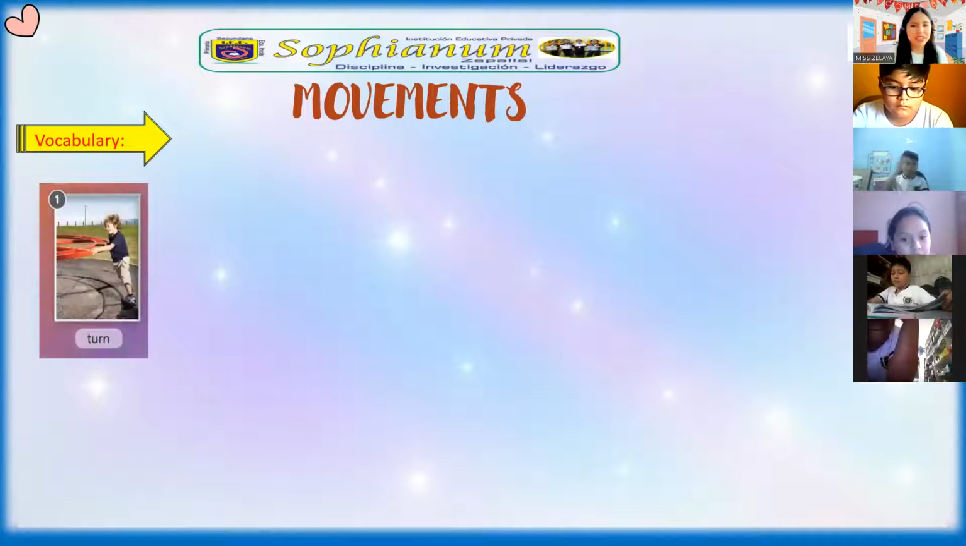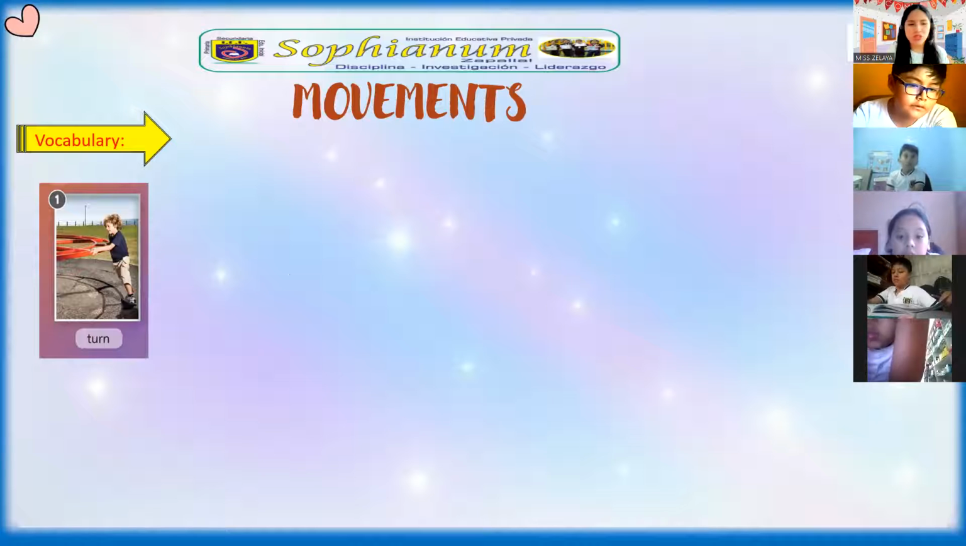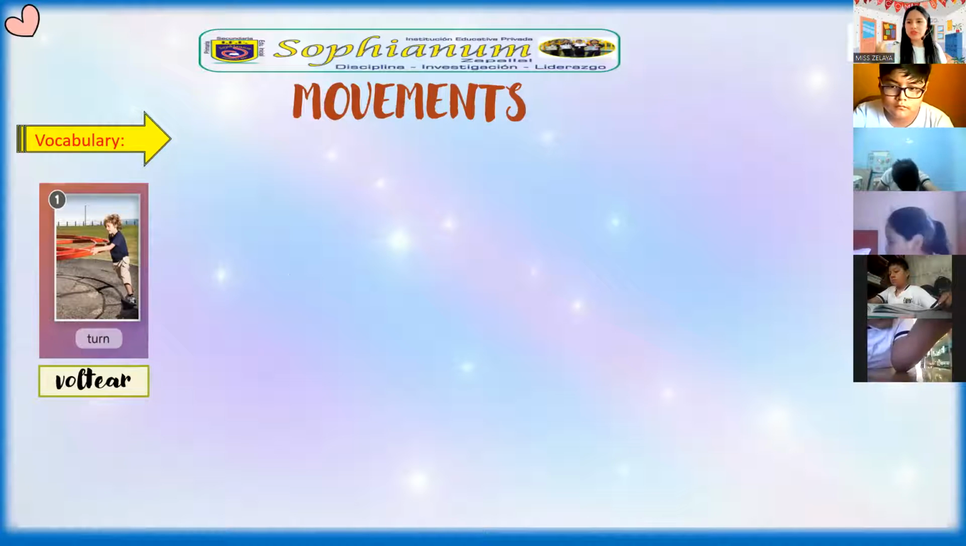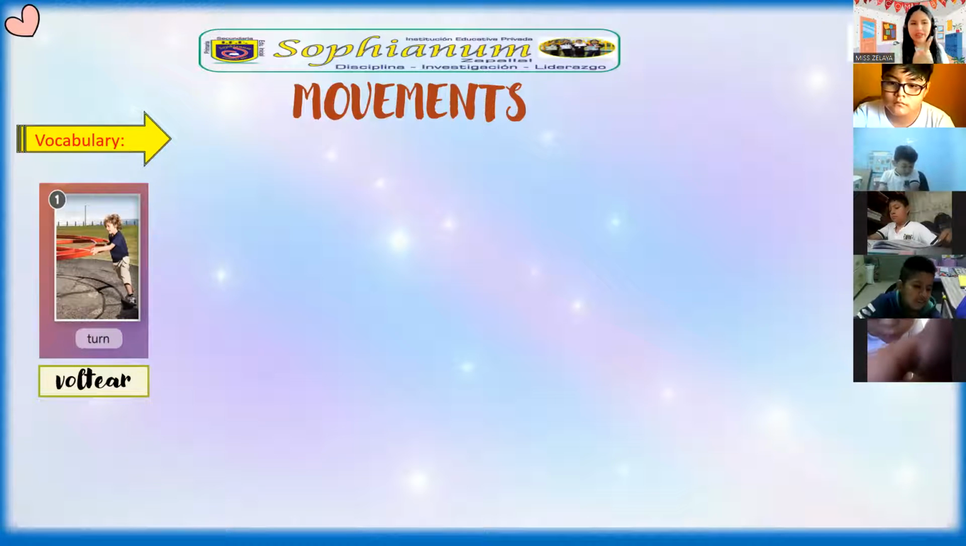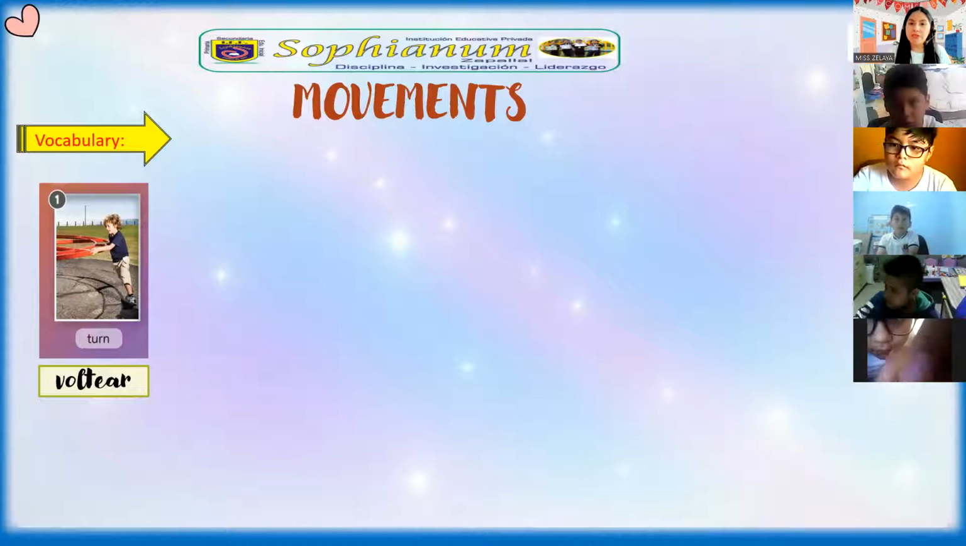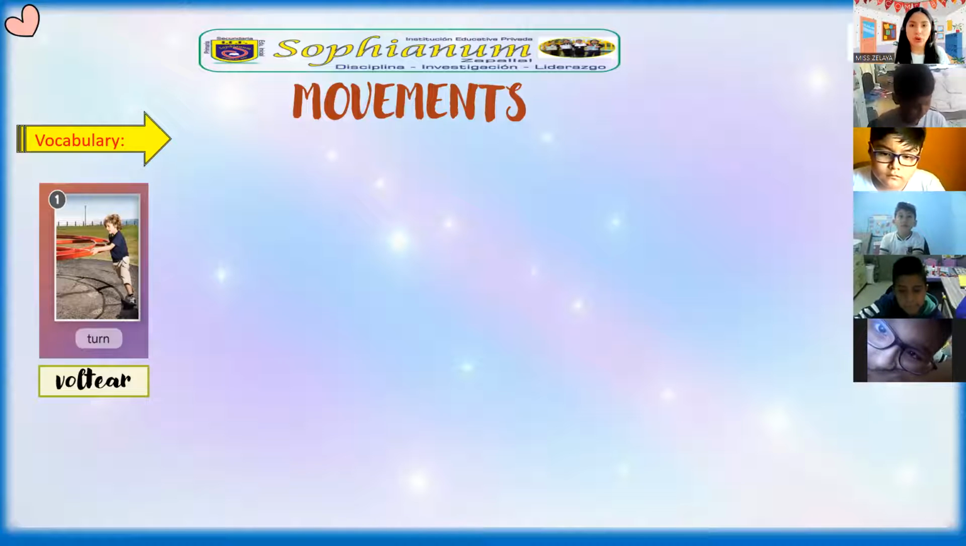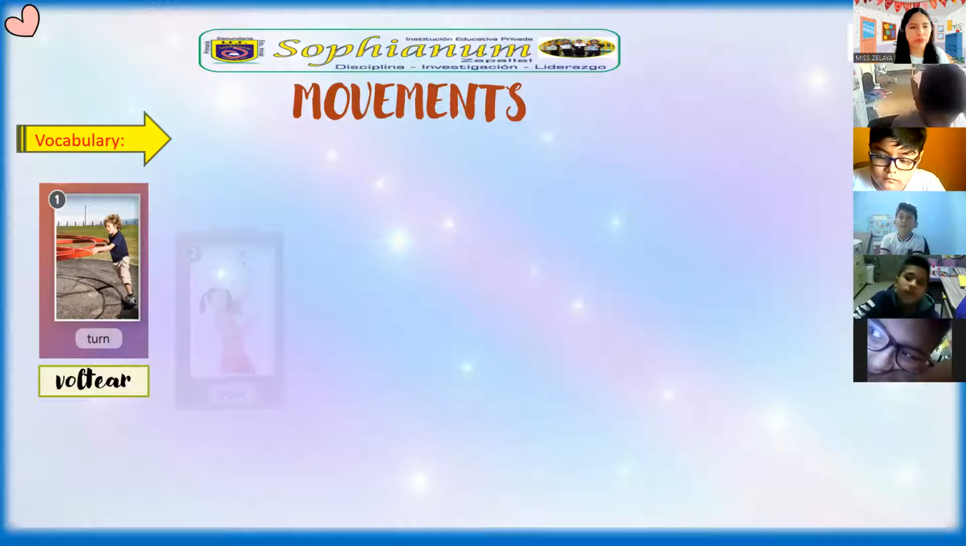For example, number one, turn. Repeat after me, turn. Turn significa voltear o darse una vuelta. Please, students, repeat after me, turn. Turn around significa date una vuelta alrededor. Puede ser alrededor de tu silla o alrededor del lugar donde estás. Turn around, okay? But turn significa voltear.